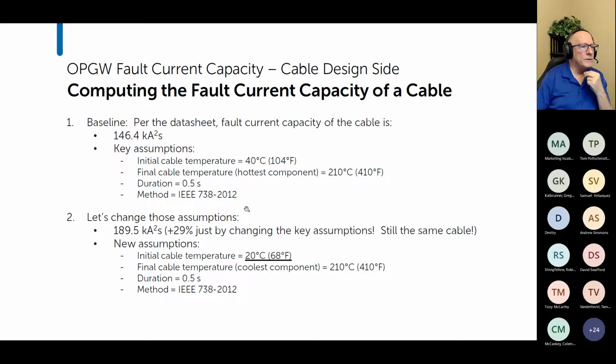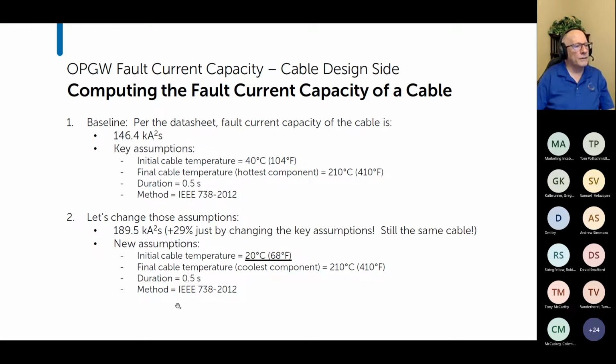If we change those assumptions and use that 20 degrees C figure, and we change the final temperature to apply to the coolest component, then you get a new rating of 189.5 kA squared seconds. So you've increased the apparent fault current capacity by 29% just by changing your assumptions. The cable itself hasn't changed. In my opinion, it's a way of cheating, the way I put it. That's my assessment of it.